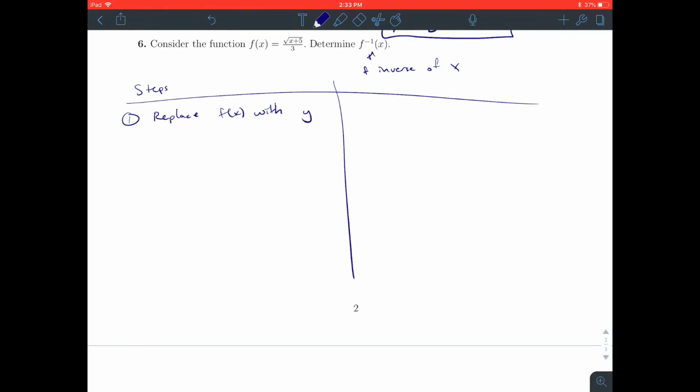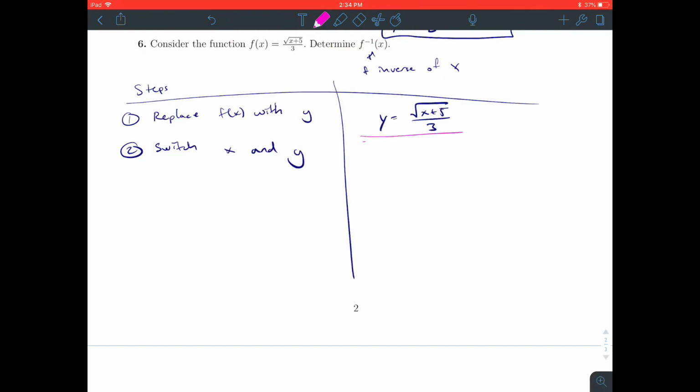with y. So our equation will become y equals, oh actually I'm going to stick with blue for now, and then I'll change to pink later. So you'll see y equals the square root of x plus 5 over 3. So this is still the same function as the original function. So now in order to get the inverse, we have to switch the input and output. So we have to switch x and y.